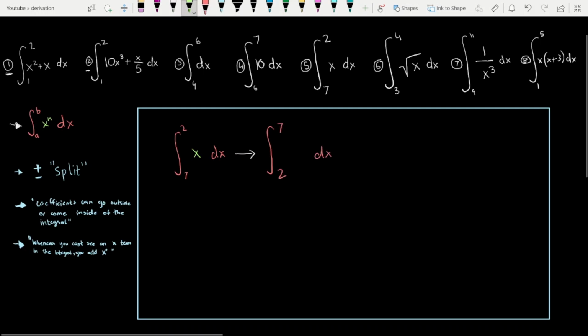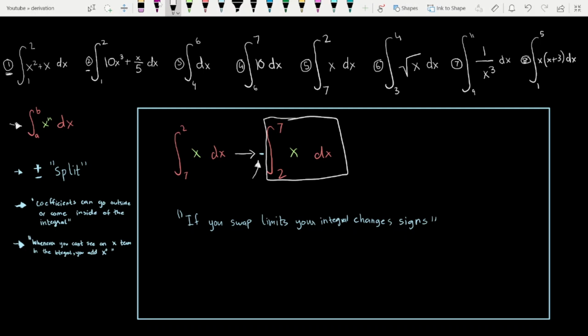And whenever you swap those limits, your integral becomes negative. Okay, so when you solve this thing, you're going to get an answer, and you're going to multiply that answer with this negative sign over here. And I could take this exact thing back, swap the limits again, and it would become positive right over here.